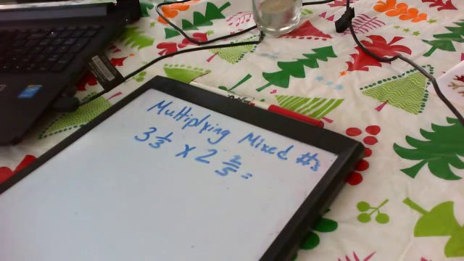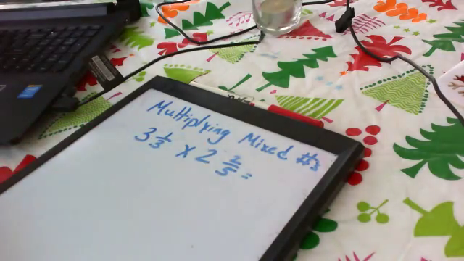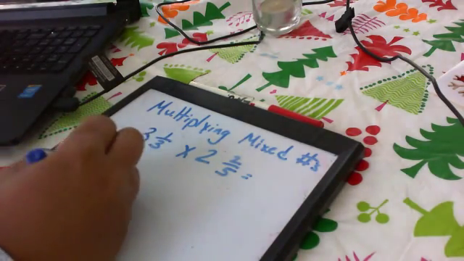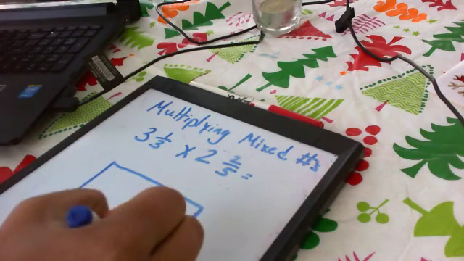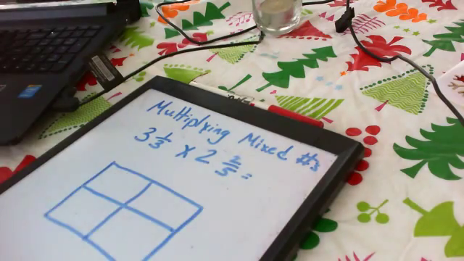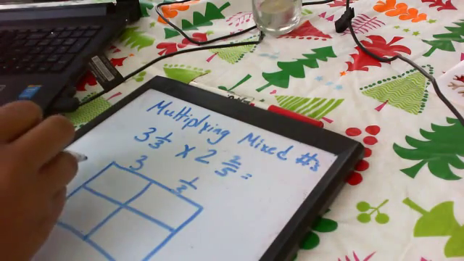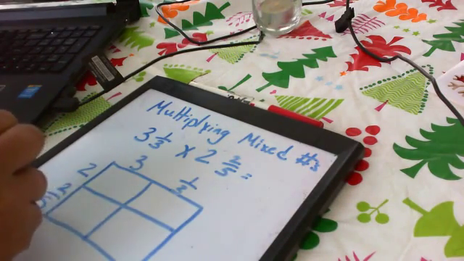Let's take it up even further. Well, if I'm looking at this, I see 3 1/3 times 2 2/5. So when I draw my box, I know I have a whole number and a fraction, a whole number and a fraction. So I'm going to have a 2 by 2 box. So my whole number and my fraction, my whole number and my fraction.